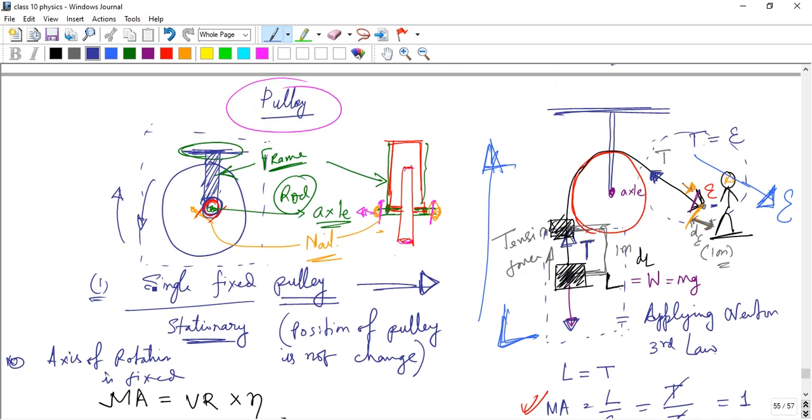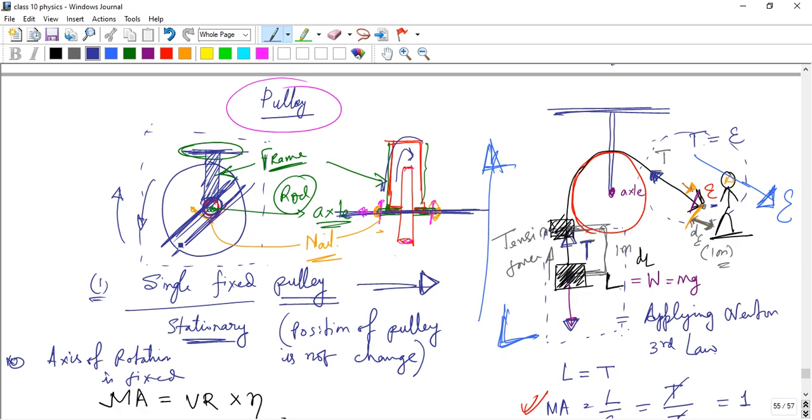So what is the axis of rotation? That is the axis of rotation. If we move clockwise or anti-clockwise, or in that direction, the axis of rotation is here. That is the axis of rotation.